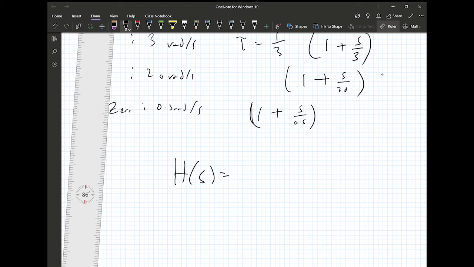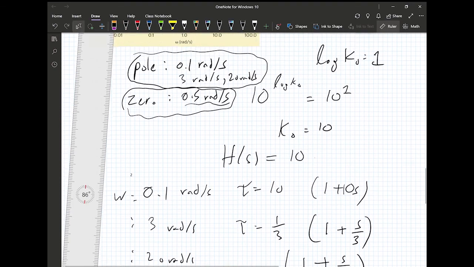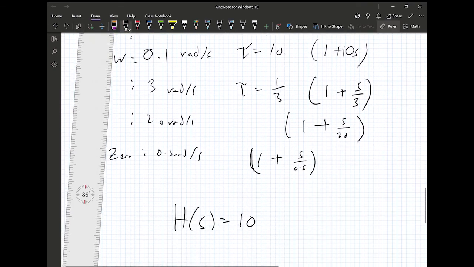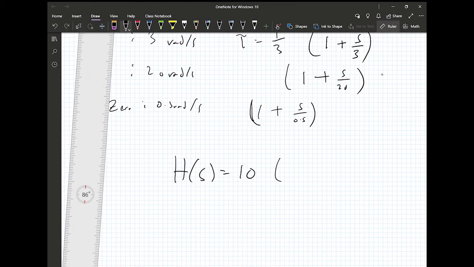So let's combine everything. H of s equals 10. The gain is 10. And then we have a 0 at 0.5 rads per second. 1 over 0.5 is 2. So it's going to be 1 plus 2s.